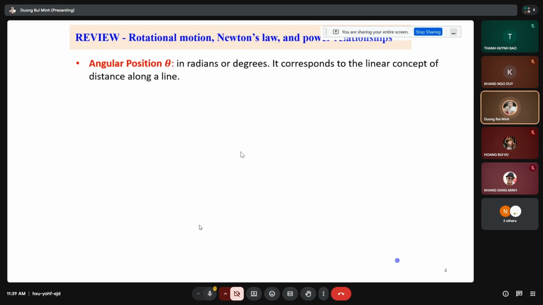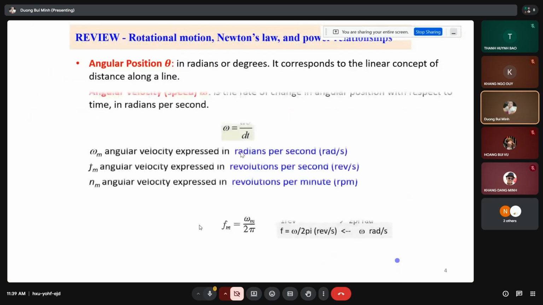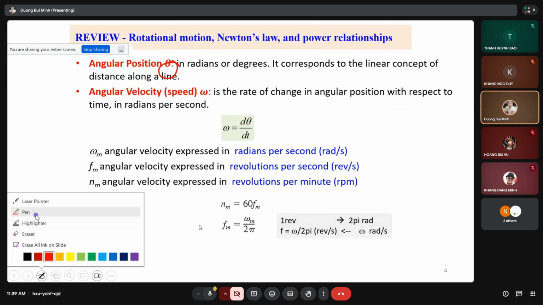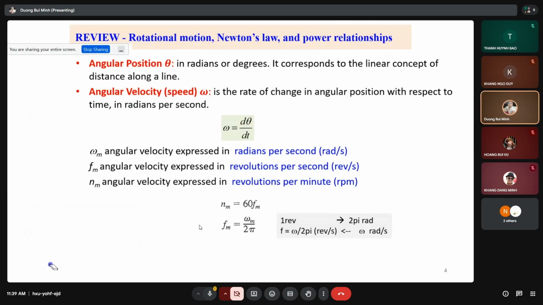Okay, so now we continue lecture 5, part 2. Yeah, of course we need to review some theories about rotational motion. So if we have circular motion, we need to consider the angular position theta. Angular position theta.